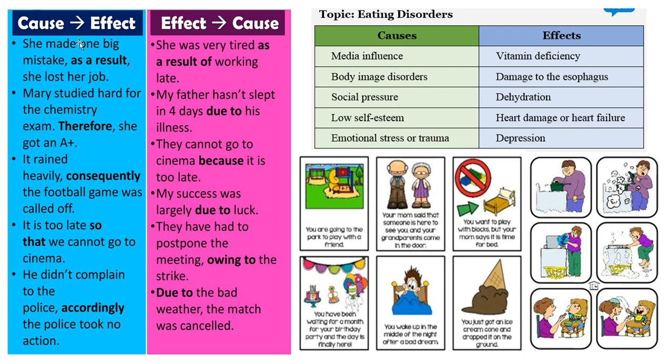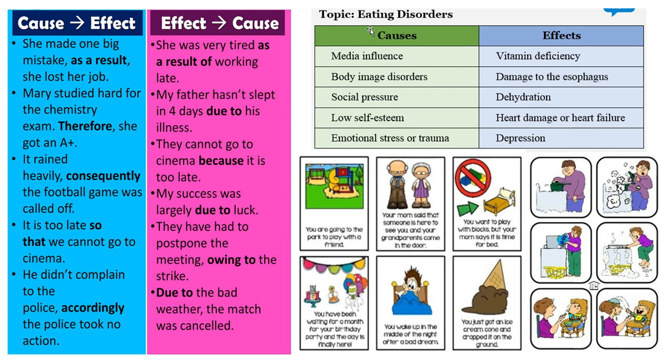Okay, these are basic examples. She made one big mistake. As a result, she lost her job. Then, Mary studied hard for the chemistry exam. Therefore, she got an A plus grade. That means whatever hard work you put in, you automatically get the result, like an effect.